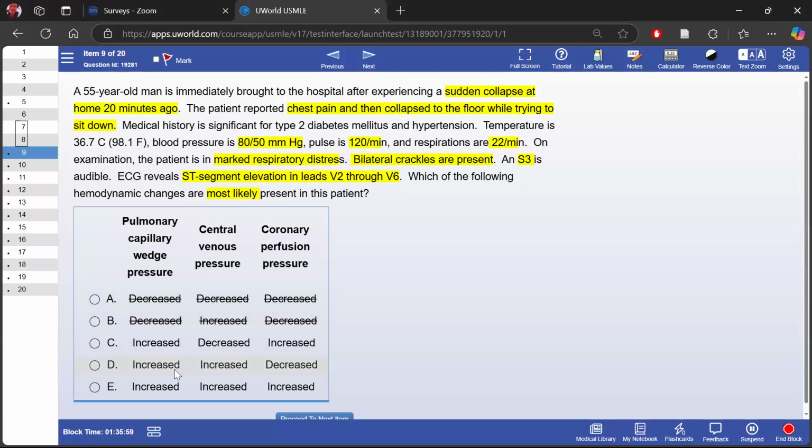What will be the central venous pressure in this patient? CVP is going to be high as well. If the left heart fails, the pressure will back up all the way to the right heart as well, and CVP will be high. Excellent. So CVP is going to be high as well. So I rule out C. I'm left with D and E, right?